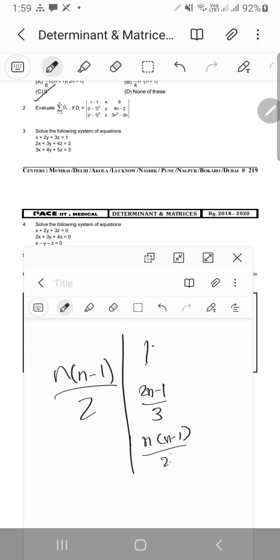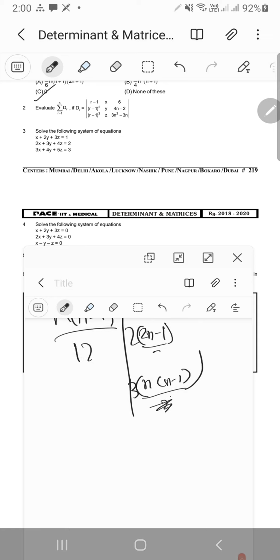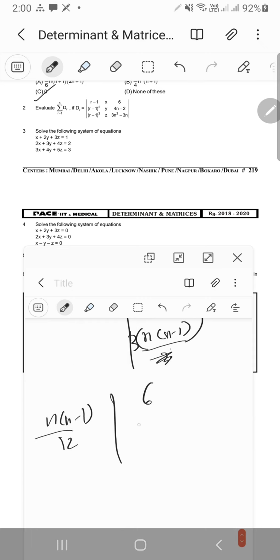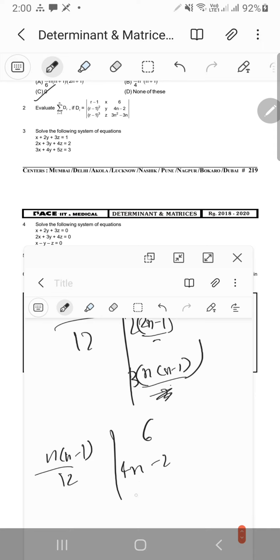Fine. Take something more out. Take 12 out from this thing, so multiply by 6 everywhere. It will be 2 times of that, it will be 3 times that, it will be 6 over there, so upon 12, n into n minus 1 upon 12. This is going to be the same thing as the previous question, 3n squared minus 3n. Yes, it's 0.